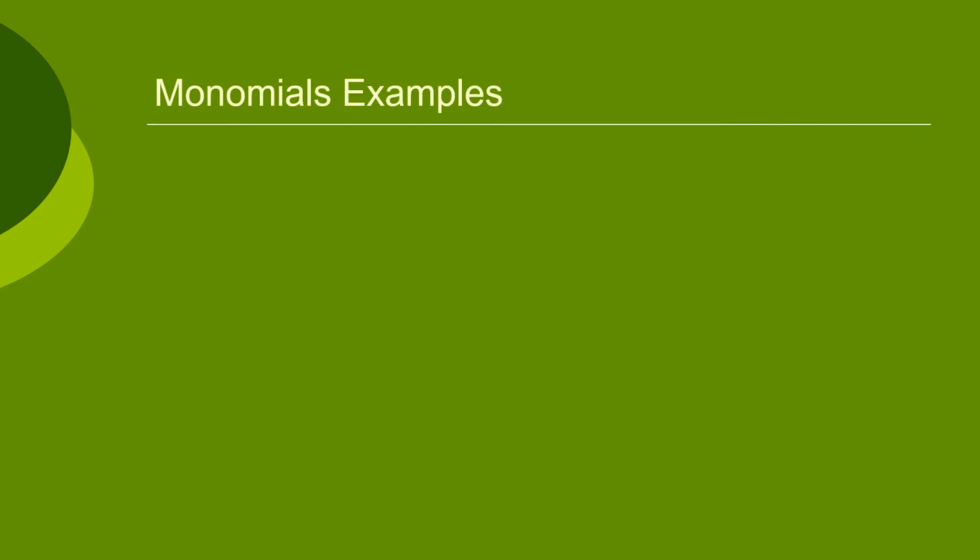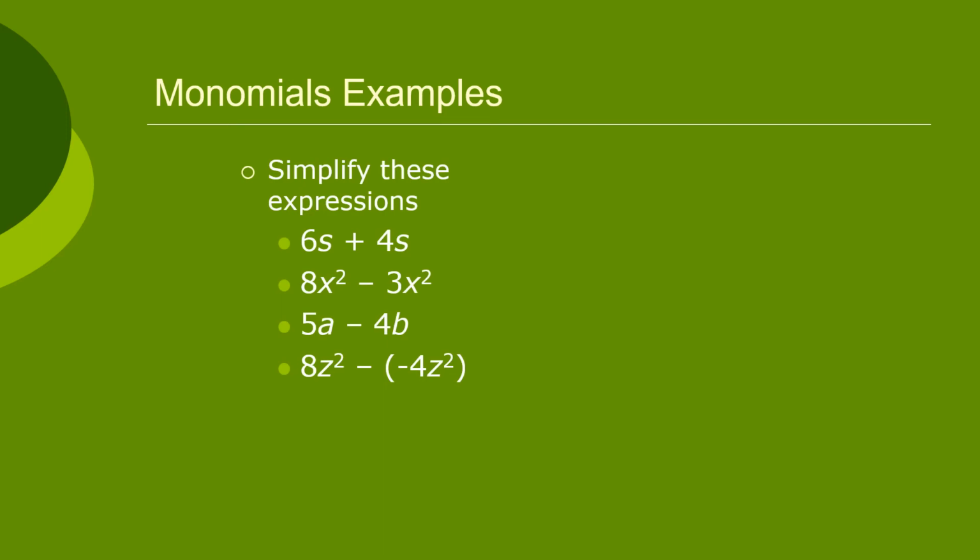Here are some examples of monomials. Pause the video at this point to give yourself a chance to do the examples on your own. Here are your answers. Those are like terms, 6s and 4s, so we add 6 and 4 to get 10, and we keep the s, 10s.